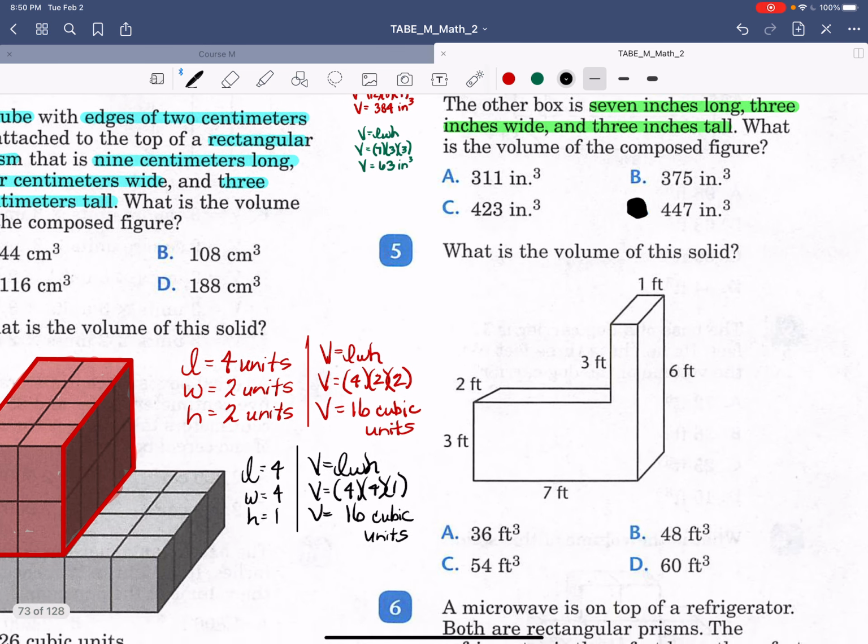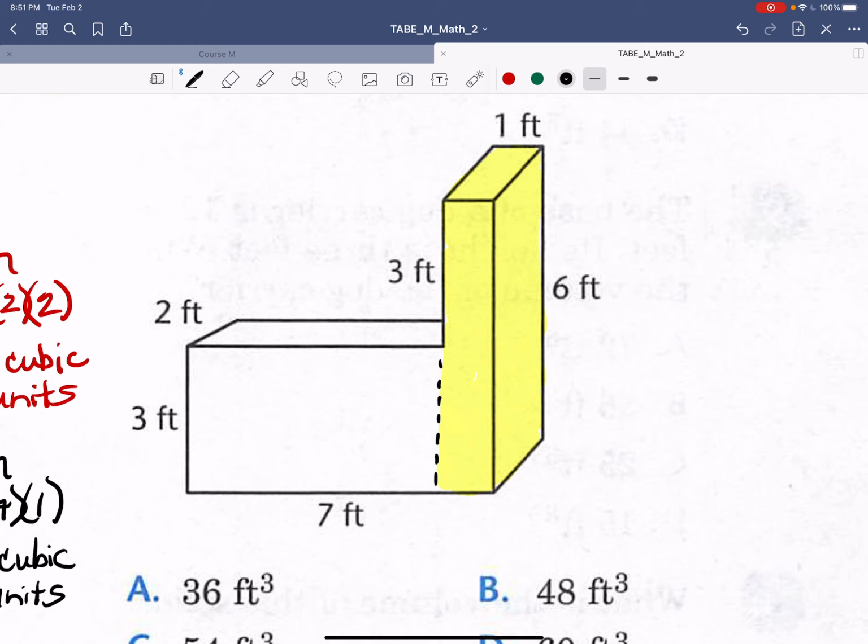So I have this tall box over here on the side, or maybe this is a chair. This is the back of the chair. And then I have this part that I won't color. So let's look at the volume of this one first. Length, width, and height. So here the length is from here to here.